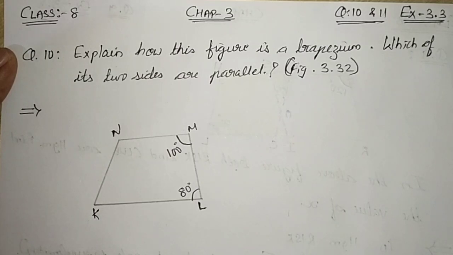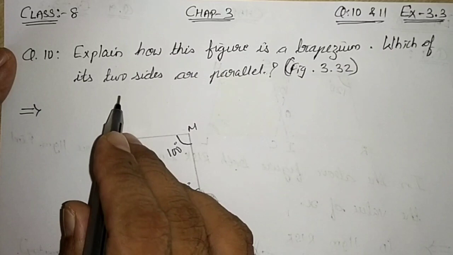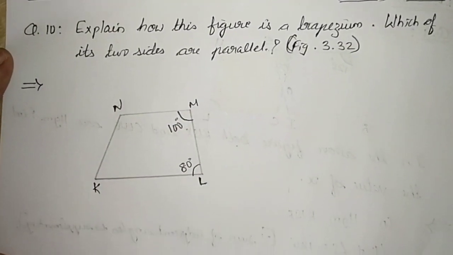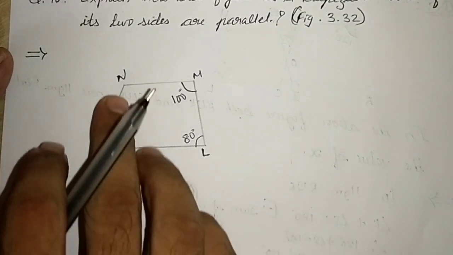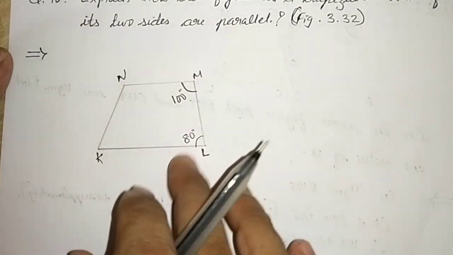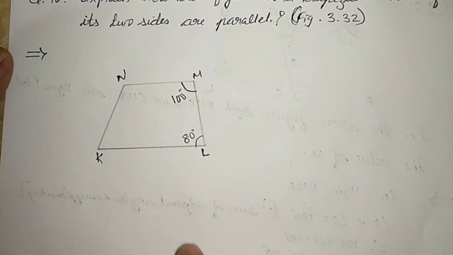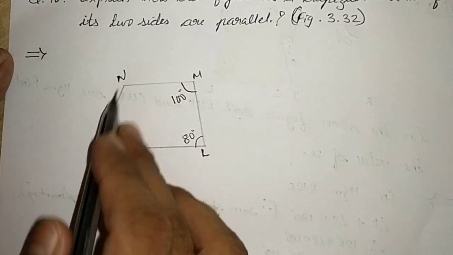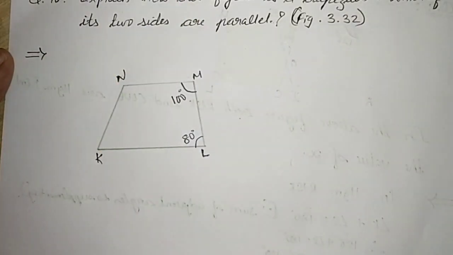Question number 10 says, explain how this figure is a trapezium. Which of its two sides are parallel? We have to prove that this is a trapezium. And you know that in a trapezium, one pair of opposite sides is parallel. Definitely it will be these two sides, because they will eventually meet somewhere if extended.